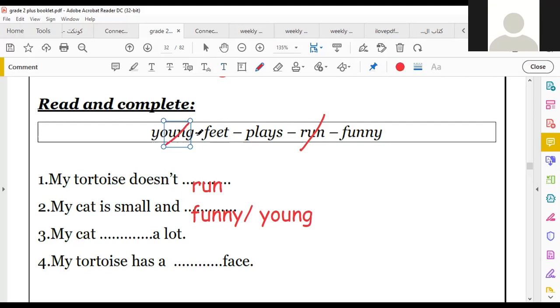My cat knows... We have feet and we have plays. Do you think my cat feeds a lot or plays a lot? Play, that's right. Excellent. Thank you, Ali. Yahya? Okay. Number four.